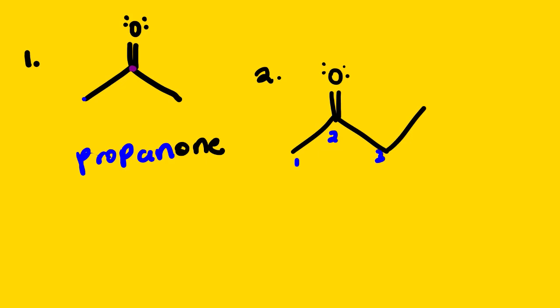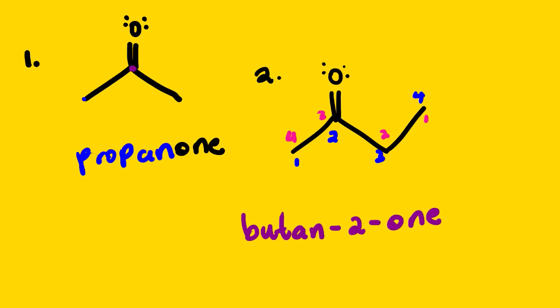So we have 1, 2, 3, 4, and count from here, 1, 2, 3, 4. If you count from left to right, we can see that oxygen is on carbon number 2. If we count from right to left, it's on carbon number 3. So it's 2 against 3. Remember that you have to always choose the lowest number. So in this case, you're going to go from left to right. We have 4 carbons, so it's butan-2-one. You can say it's 2-butanone.